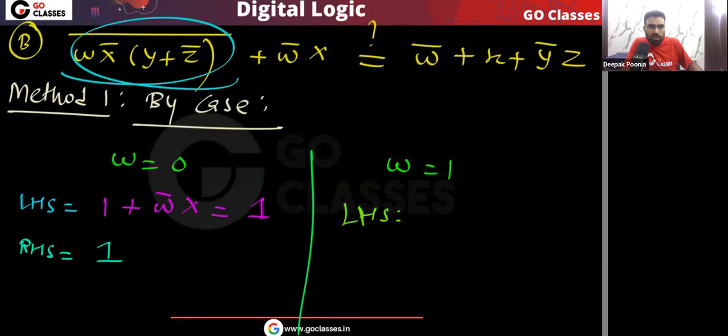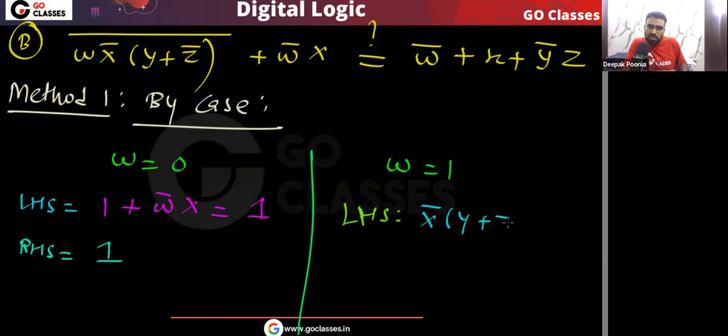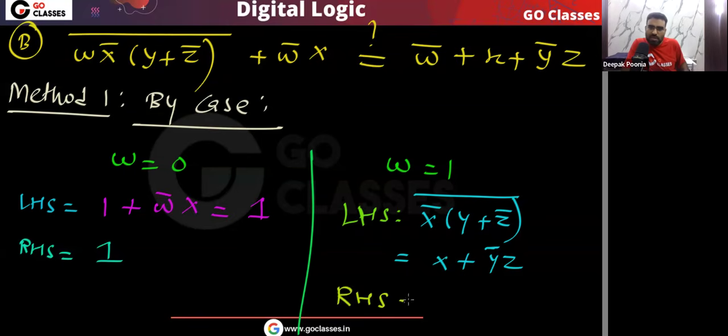So if W is equal to 1, then basically it will become (X bar, Y or Z bar) whole bar. And that is same as X or Y bar Z. If you apply the De Morgan law, you will get X or Y bar Z. Now what about RHS? If you put W equal to 1, then it will become X or Y bar Z. So you can see they are basically same.